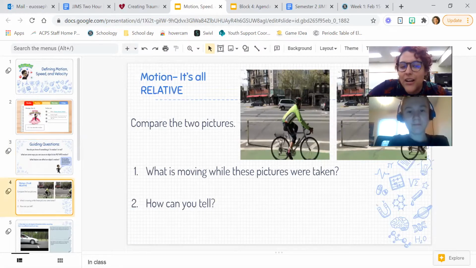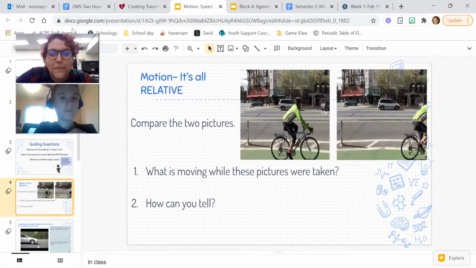So let's talk about motion a little bit. So take a second and just look at these two pictures. You see a car, a street, some dude on a bicycle. There's a green bike lane. Just take a moment to observe it.